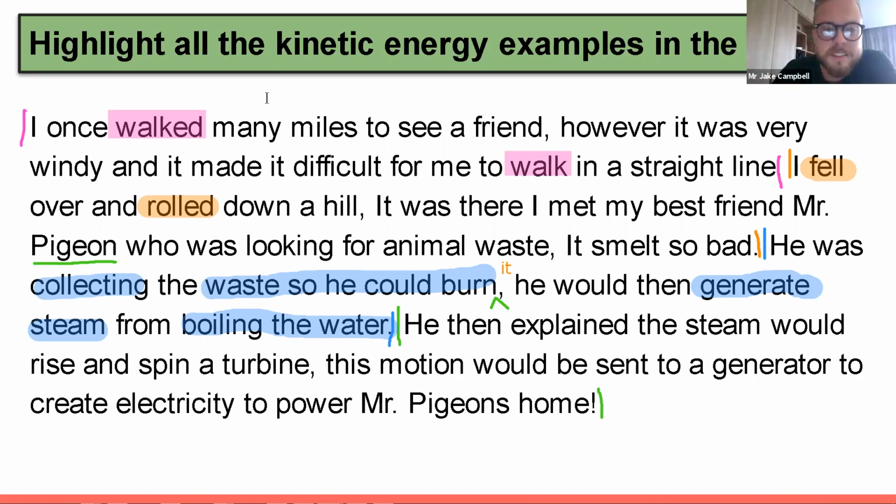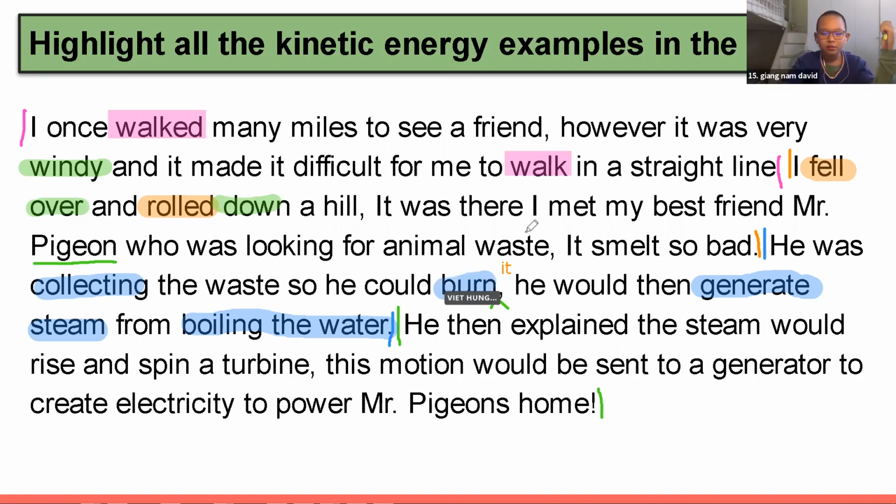Okay, so class, let me help you with the highlighting. I'm going to put mine in purple so we can see it. This is how many examples we have. I once walked many miles to see a friend. However, it was very windy and it made it difficult for me to walk in a straight line. Good. I fell over and rolled down a hill. Good. It was there I met my best friend, Mr. Pigeon, who was looking for animal waste. It smelled so bad. He was collecting the waste so he could burn it.